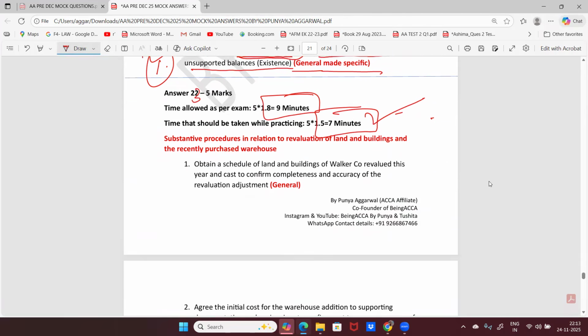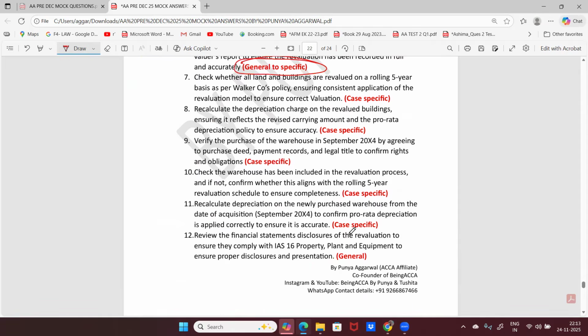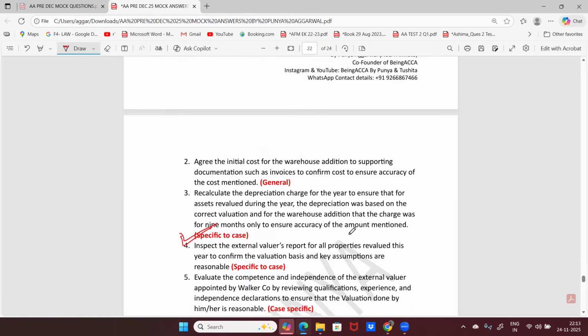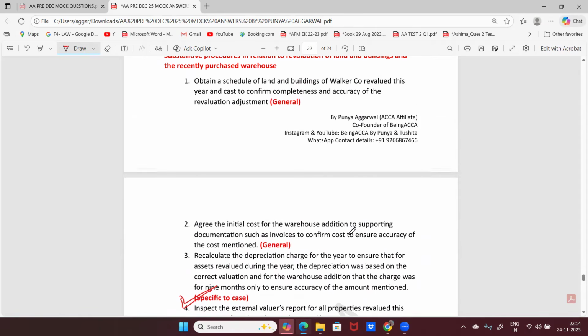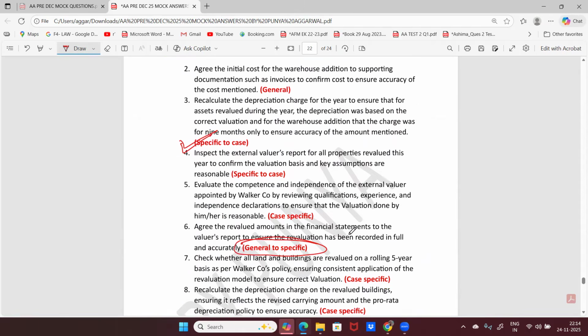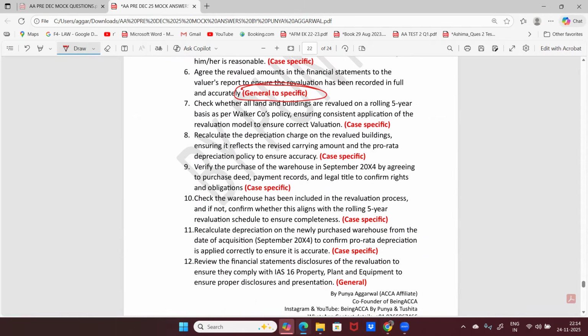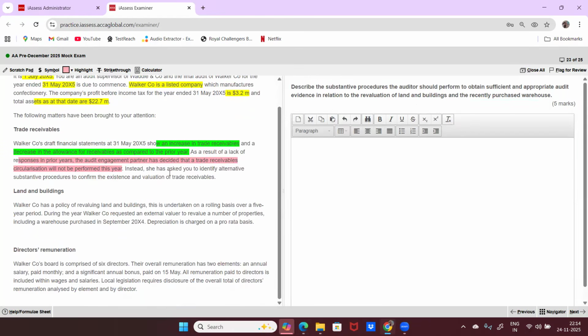So technically for 5 marks, I have written so many points for you because I wanted to make sure that you have ample examples with you for case specific and general ones as well, right? Okay. Let's read the question now.